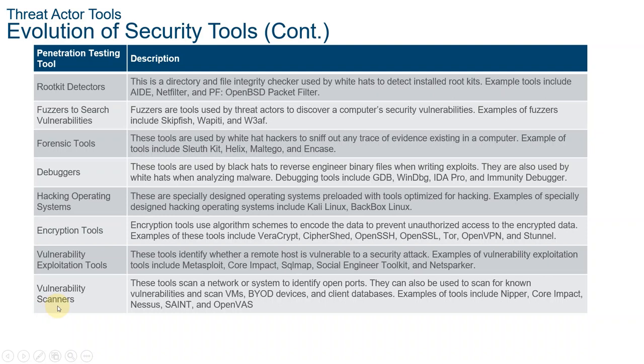Next would be vulnerability scanners. These tools can scan a network or system to identify open ports. They can also be used to scan for known vulnerabilities and scan VMs, BYOD devices, and client databases. Examples of tools include Nipper, Core Impact, Nessus, Saint, and OpenVAS. Again, take note that many of these tools are Unix or Linux-based systems. Therefore, a security professional should have a strong Unix and Linux background.